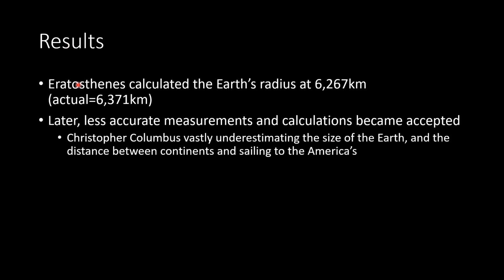So Eratosthenes calculated the Earth's radius to be 6,267 kilometers, when the actual value is not too far off, 6,371 kilometers. So he was very, very close, and he was actually the closest one for quite a while until we developed more modern ideas for how to find the radius of the Earth. Some of his errors came from just not being able to measure the distances as accurately as we can nowadays, and some of the assumptions he made. So he assumed that the Earth was perfectly spherical, which it isn't. It's pretty close, but it's not quite perfectly spherical.